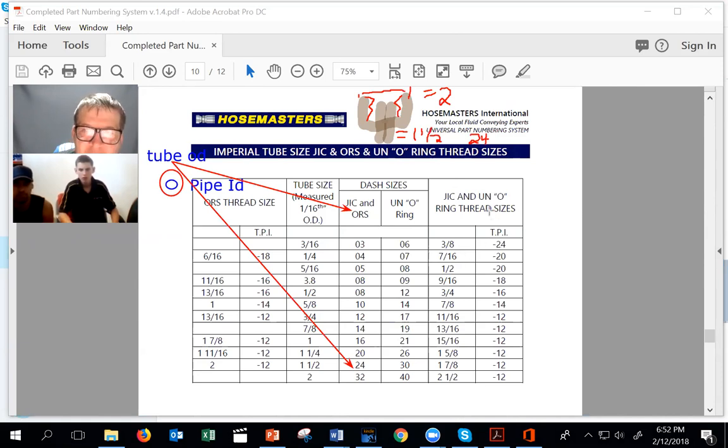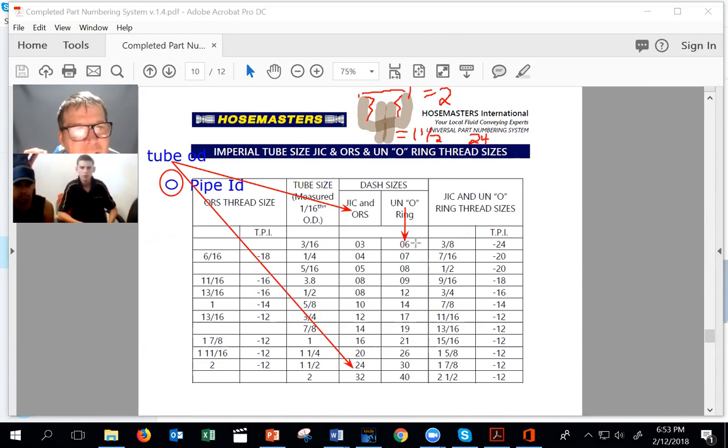So now when you look at it, it goes U and O ring, but its dash size. See there where it says U and O ring? Its dash size is here. See that? So a 3/8 instead of being a dash 03 is a dash 06. That's why it confuses people.